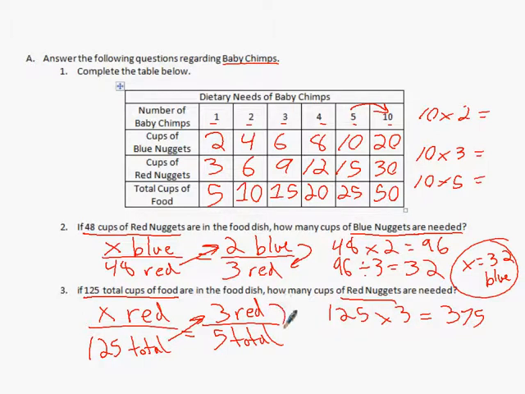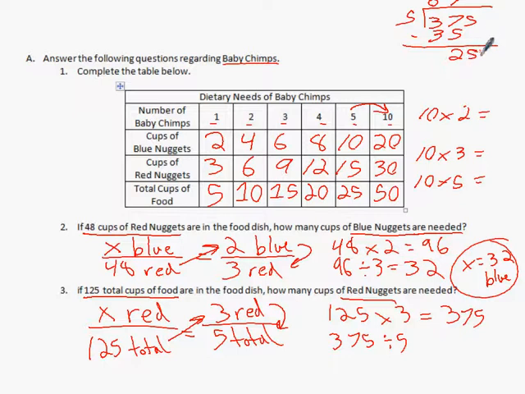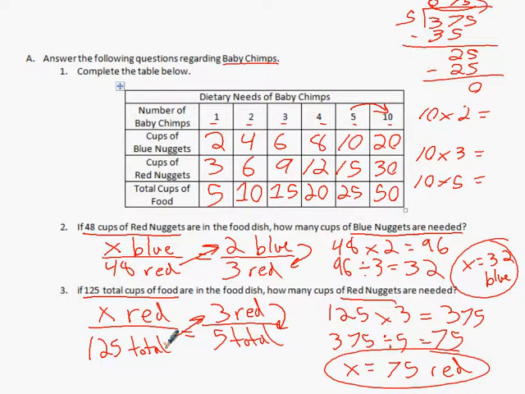So go ahead and divide 375 divided by 5. This is one that I can't really quite do in my head, so I'm going to do that way up here where I actually have some room. 5 does not go into 3. Goes into 37 7 times, which is 35. Subtract, I get 25. 5 goes into 25 5 times. I get 25. No remainder. So 75. So X equals 75 cups of red when we have 125 total cups.